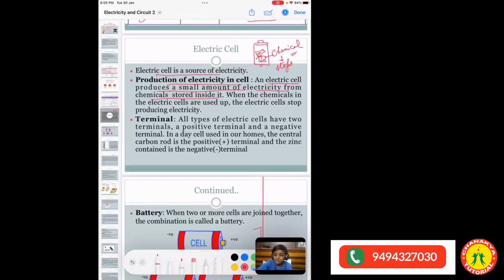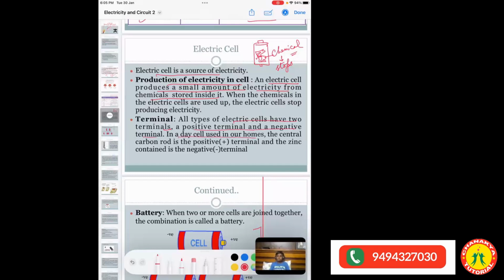Run and work both have the same meaning, Rishit. I'm not talking about running, I'm talking about working only. When we talk about electric cells, they will have two terminals. One will be the positive and one will be the negative terminal.